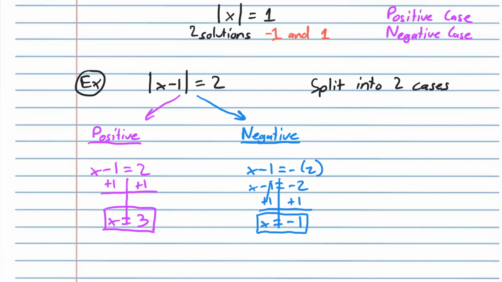So always keep in mind with absolute value equations, the idea is to split them up into both the positive case and the negative case. Other than that, the solving equation part is exactly the same as what we've been doing. Okay, let's try one more. It's a little bit more challenging, and then I do want you to try one on your own.